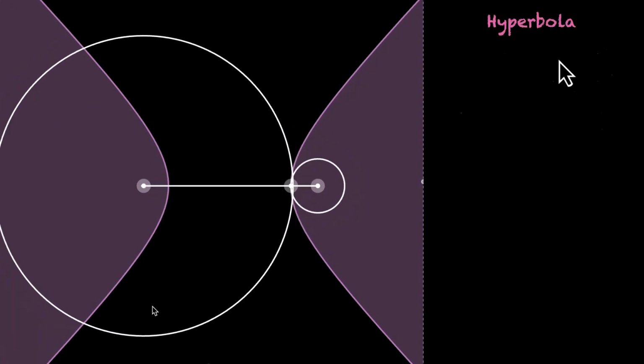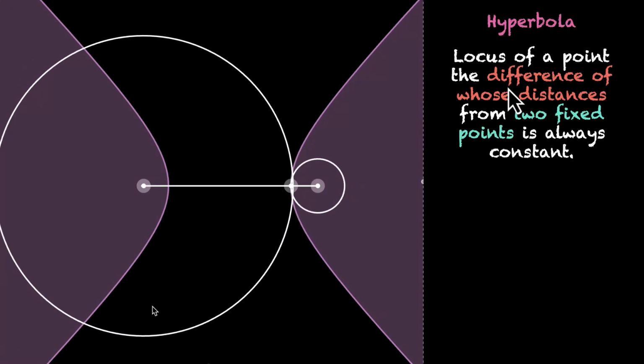So let's define the hyperbola. It is the locus of a point, the difference of whose distances from two fixed points is always constant. These two fixed points are called the foci.